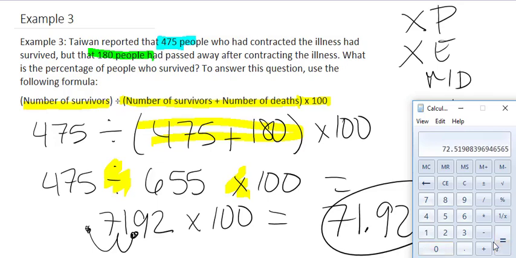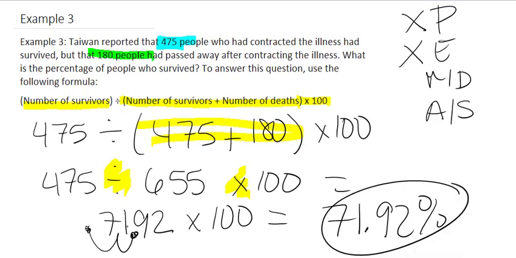So 70. I made a mistake. It should have been 72.92. So our final answer is actually 72.92%, which is always good to go back and double check our answers to make sure we had recorded the right answer. As you can see, I did not.